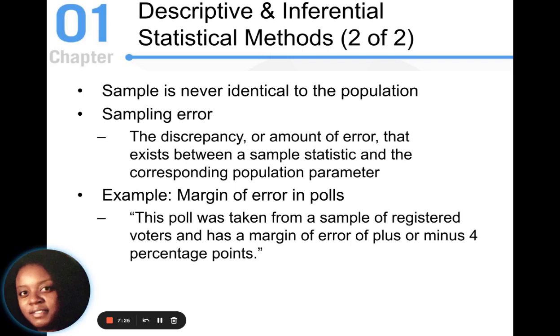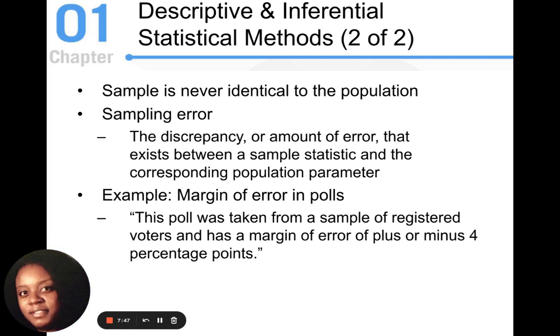And a sampling error is a discrepancy that exists between a sample statistic and the corresponding population parameter. Because we can't say that they're exactly alike. We can make generalizations about the population, but we can't say both groups are equal.